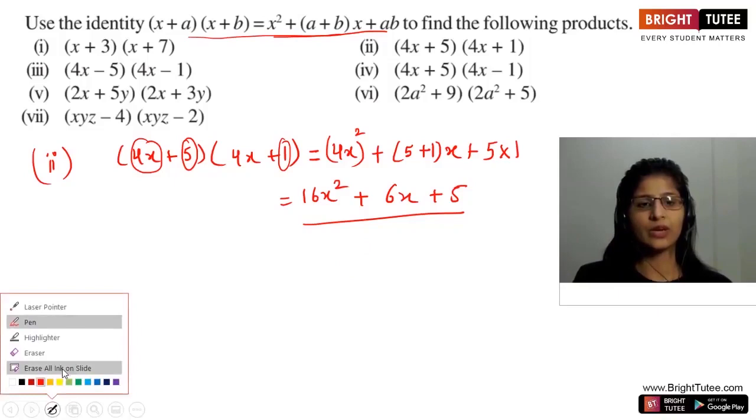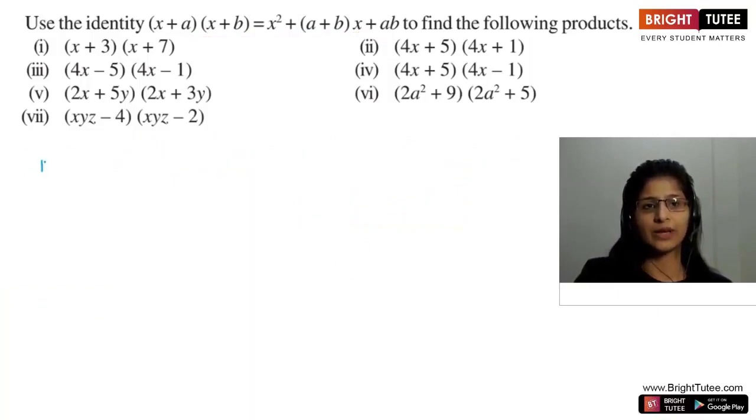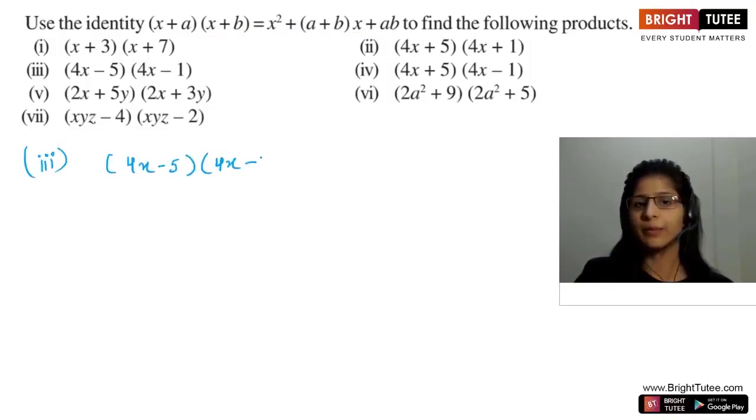Okay, so now we are going to start the next part. In the next part, the third part of the question, we are given 4x minus 5 and 4x minus 1.